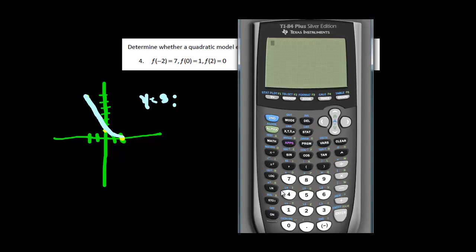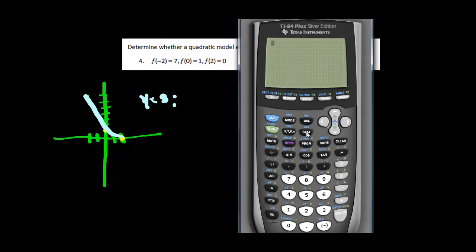So let's turn on the emulator and follow the steps that I gave you on that handout. So what we're going to do is go to Stat, Edit, and you should see this. What we're going to do now is enter the x values. So negative 2, 0, and 2. Now we're going to enter the y values. 7, 1, and 0. Now that all of those are in, we can get out of that.